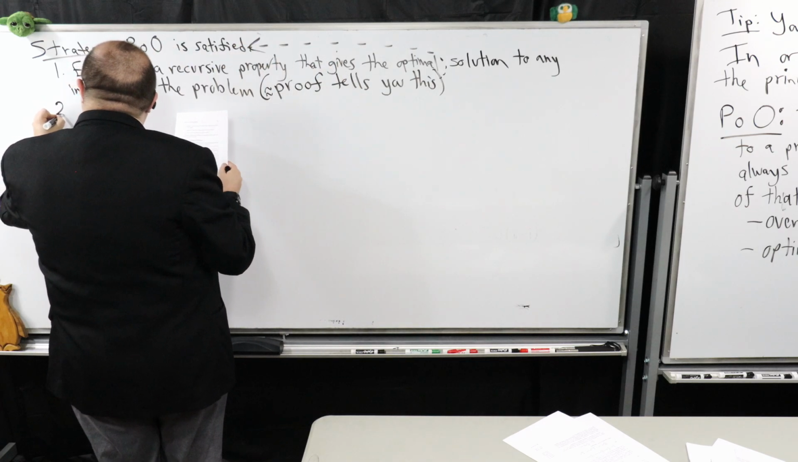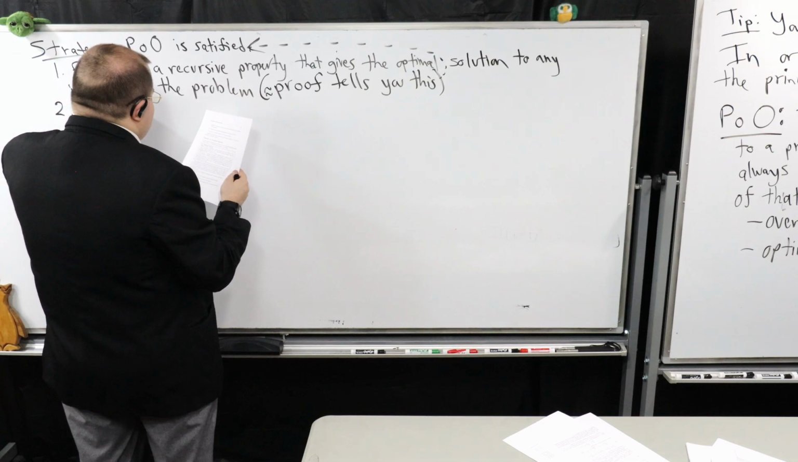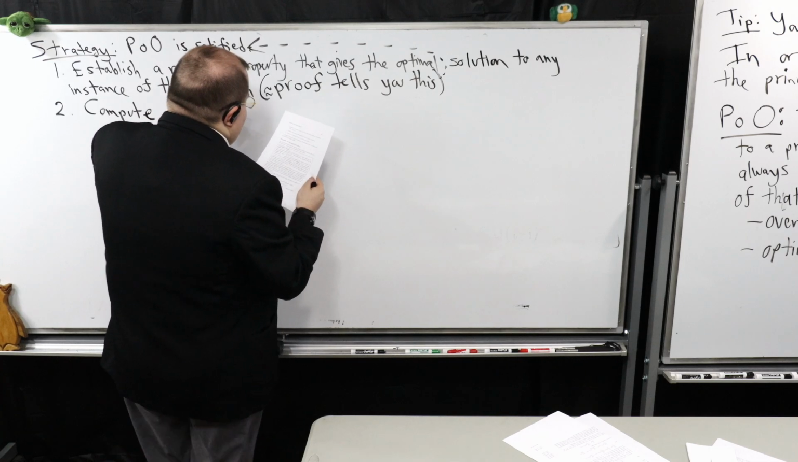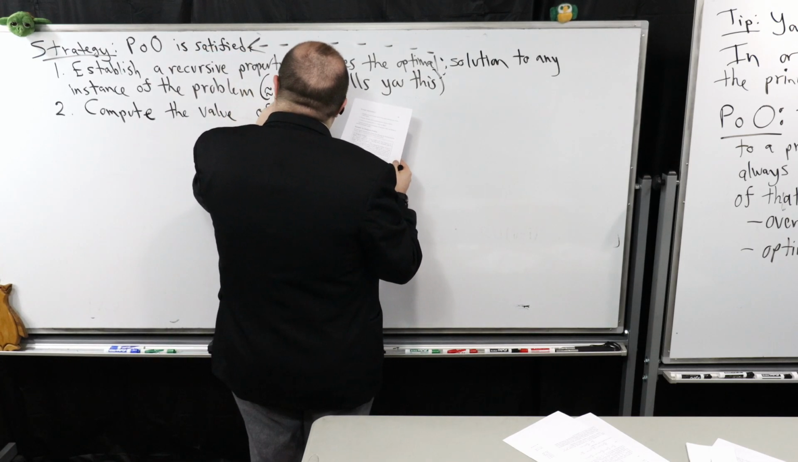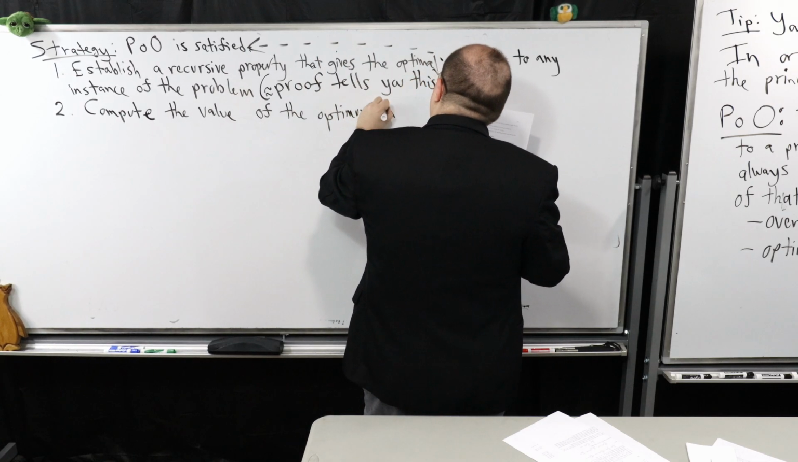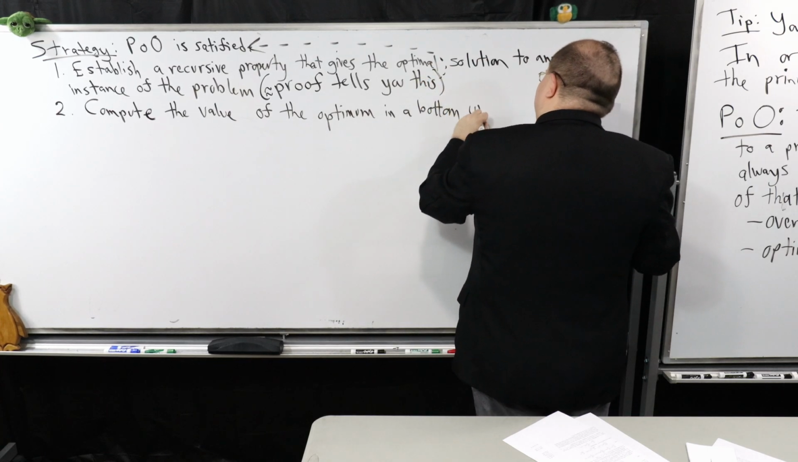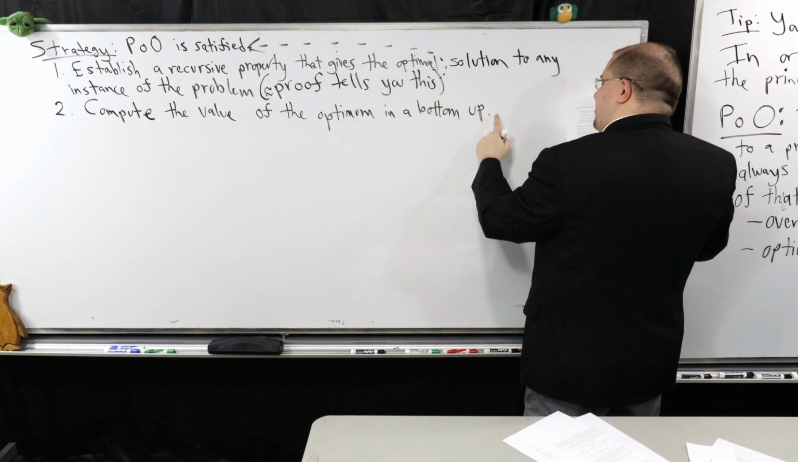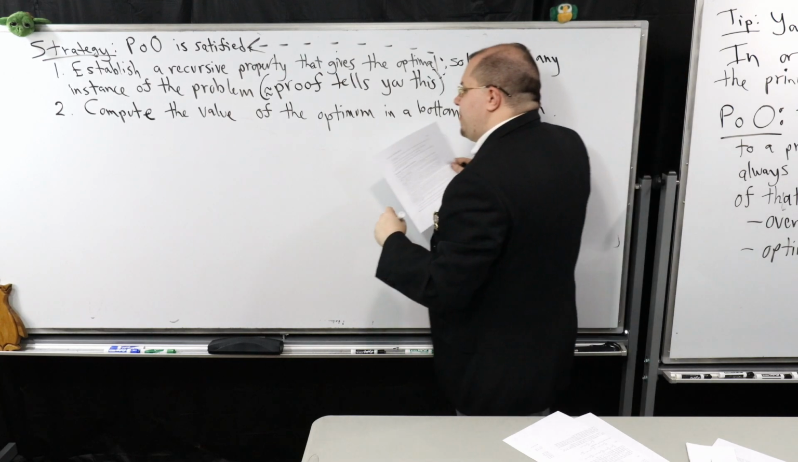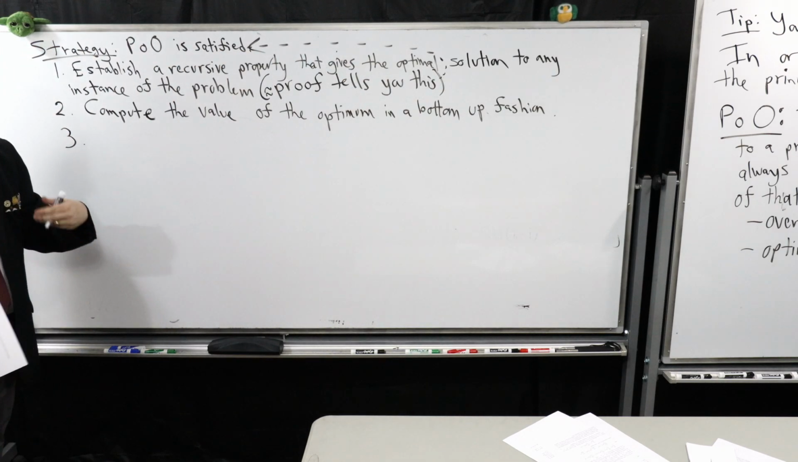So that's the first step usually, once you've determined that the principle of optimality holds. The second step typically is to compute the value of the optimum in a bottom-up fashion. I thought this marker would be better, but suddenly I was teased. In a bottom-up fashion.